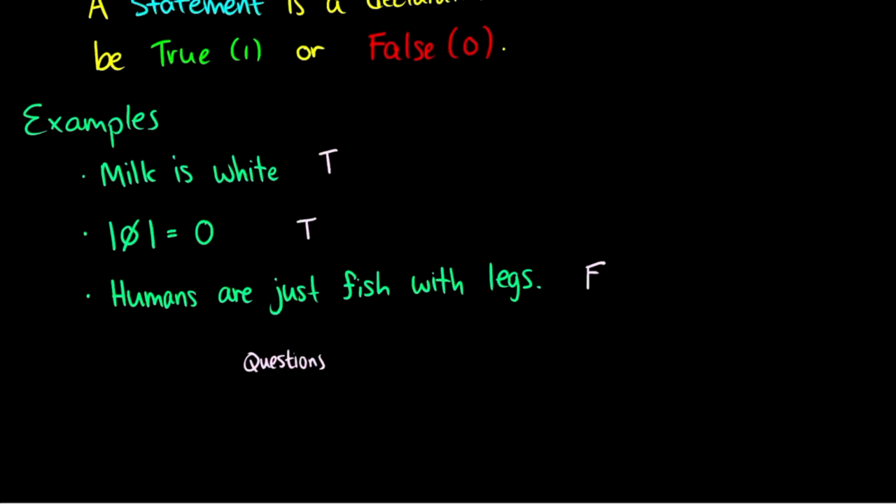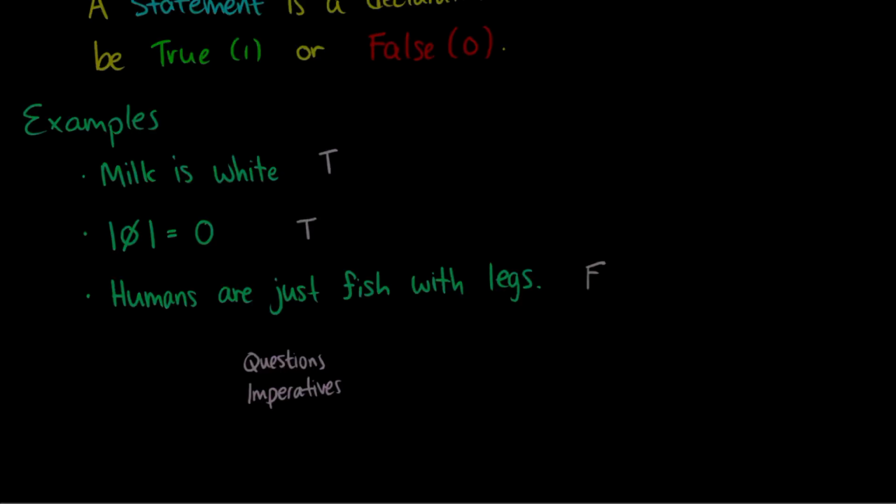The other things we can't call statements would be imperatives. Imperatives are not statements. What is an imperative? An imperative is a command like kick me or kick him. Those can't be true or false. So when we talk about propositional logic, we're dealing with statements which are true or false.